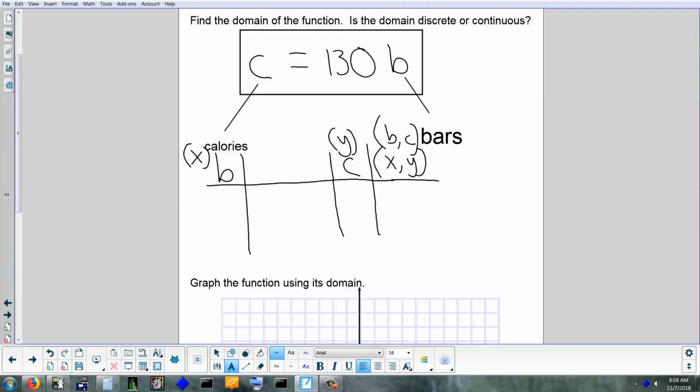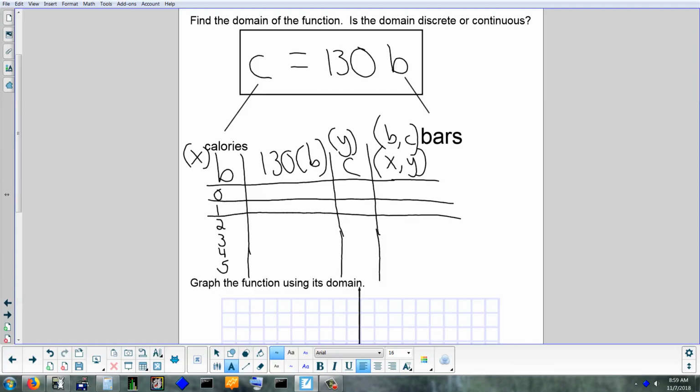What's going to go right here in between the B and the C? Ellie? 130B. Like Mr. Hager said, we're probably going to do like 5 bars. All right? 0 through 5. So 0, 1, 2, 3, 4, 5. A little bit more organized this time.